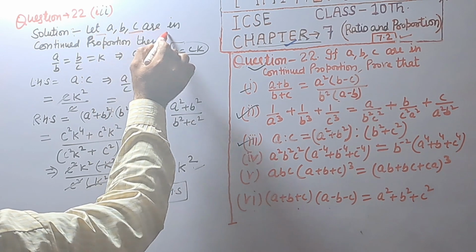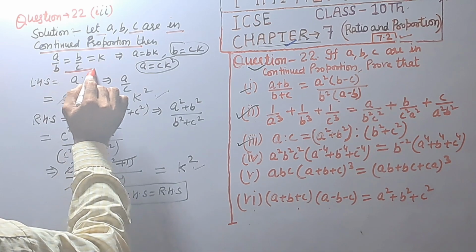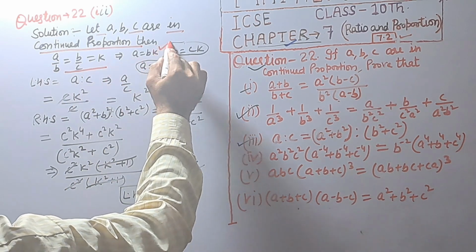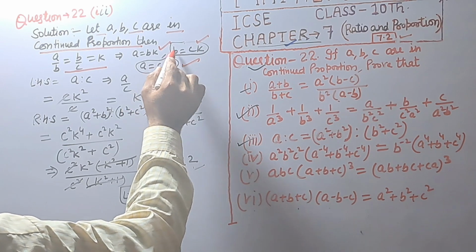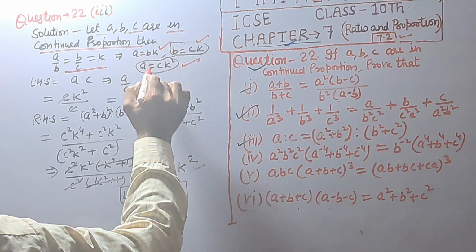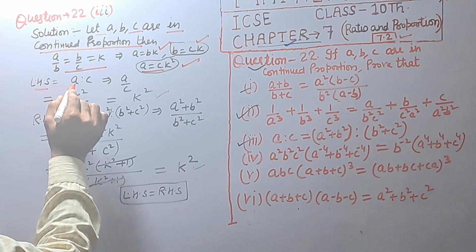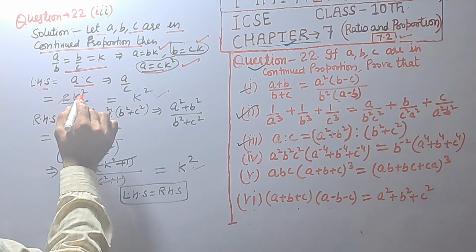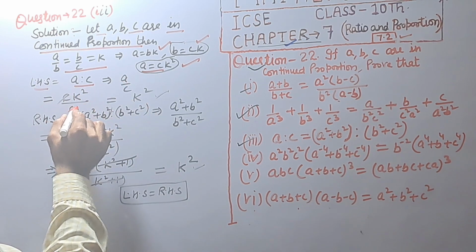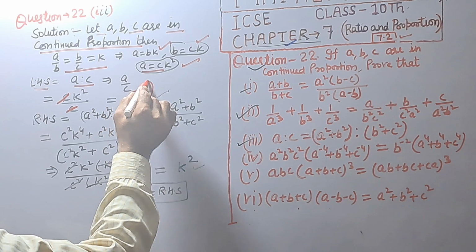Let a, b, c be in continued proportion. Then a upon b is equal to b upon c, that is equal to k. So a is equal to bk, b is equal to ck, and putting b equal to ck in here, we get the value of a equal to ck raised to power 2. Left hand side, a ratio c, a upon c, a is equal to ck square divided by c, we get k raised to power 2.